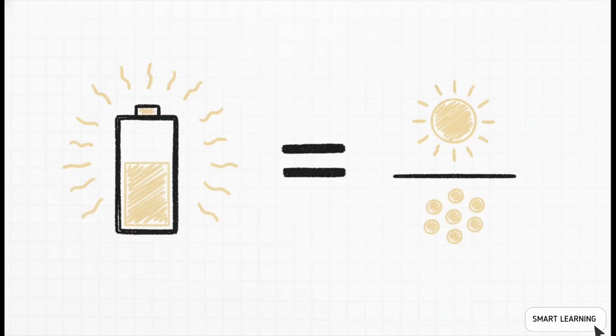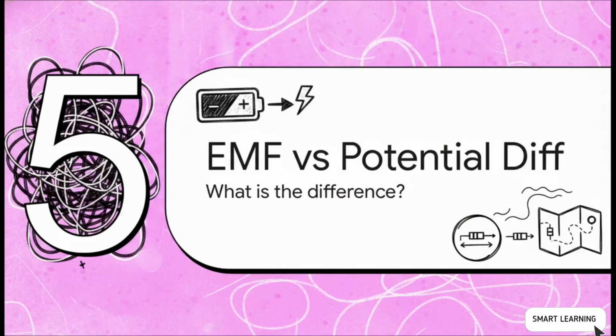But wait a second, look at the formula for EMF. It's exactly the same. EMF equals W divided by Q, joules of energy supplied divided by coulombs of charge. And guess what? Its standard unit is also the volt. Because both of these concepts share the exact same formula and the exact same SI unit of volts, they are incredibly easy to mix up. Which perfectly sets up Part 5, EMF versus potential difference.